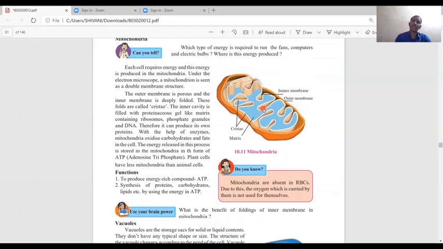The cell requires energy to complete various functions. Mitochondria provide energy to the cell. This energy is produced by mitochondria. So mitochondria is also known as the powerhouse of the cell.